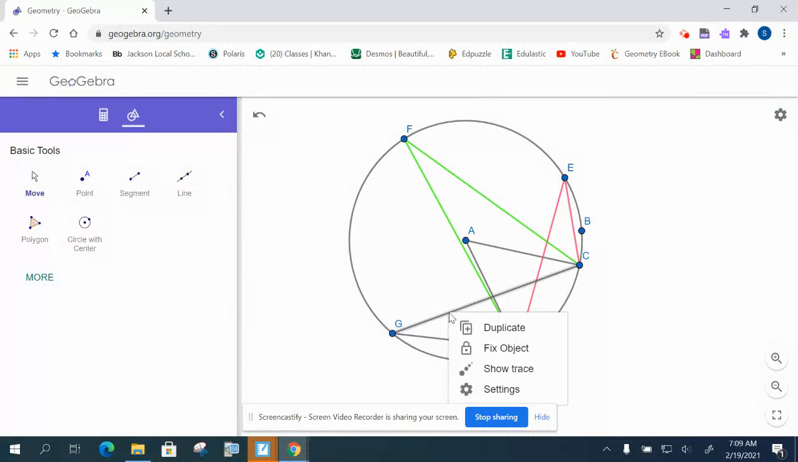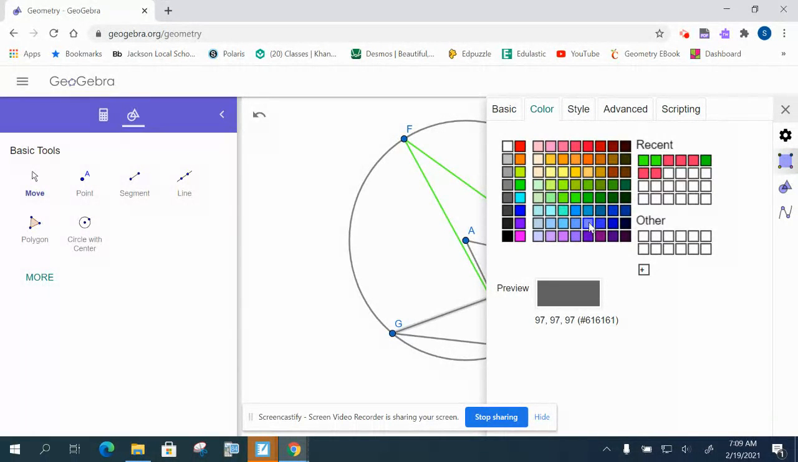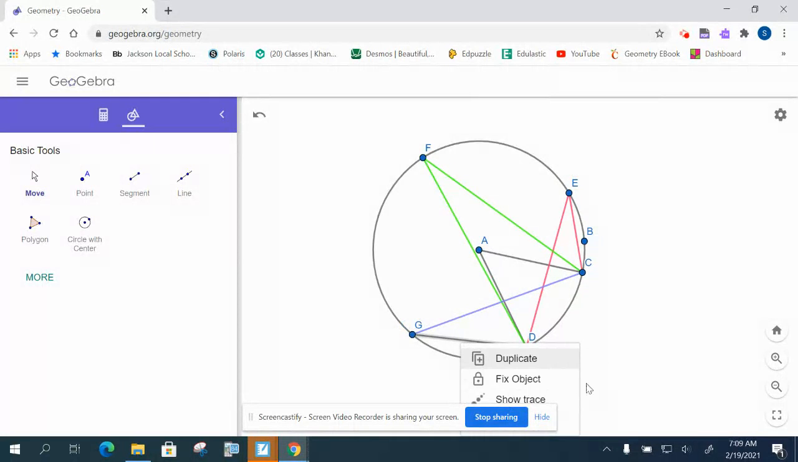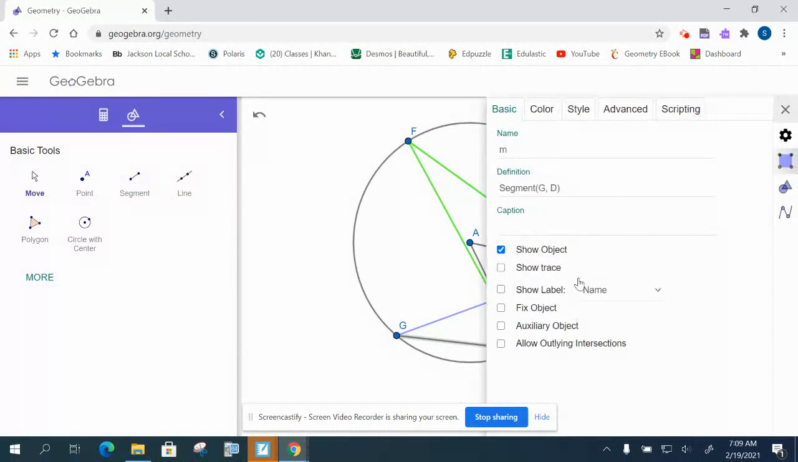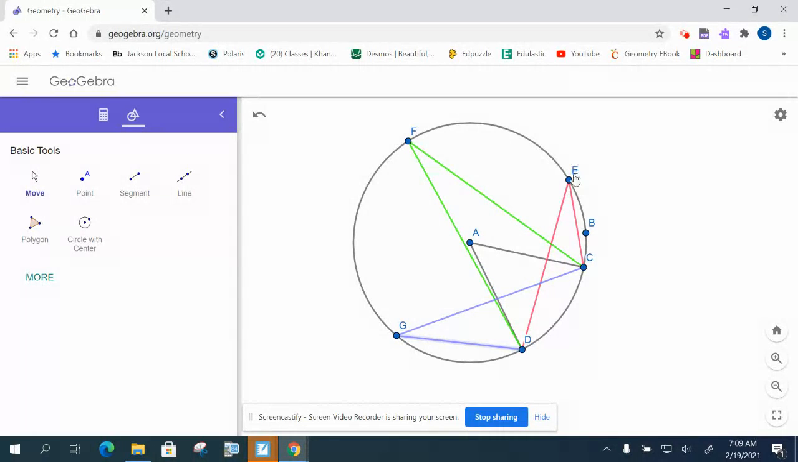And then these two. How about blue? Light blue. Oh, I can't. Here we go. That's light blue. Okay, so we've got our three different angles here.